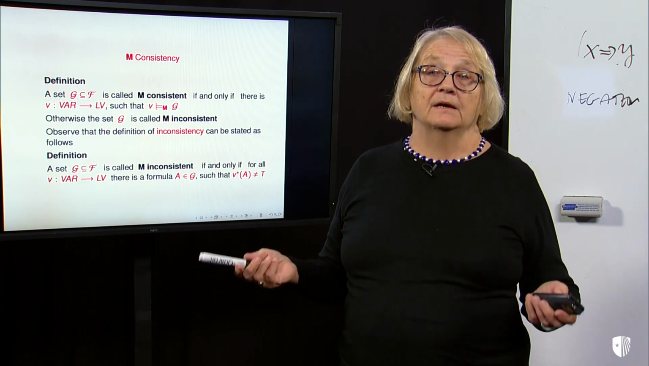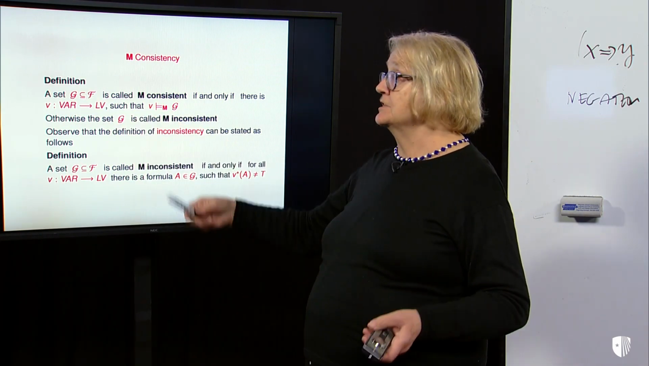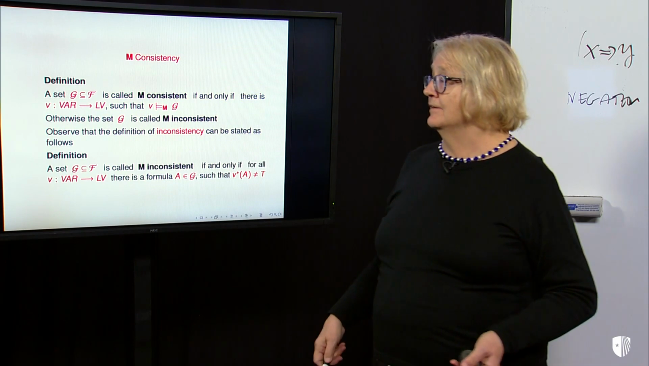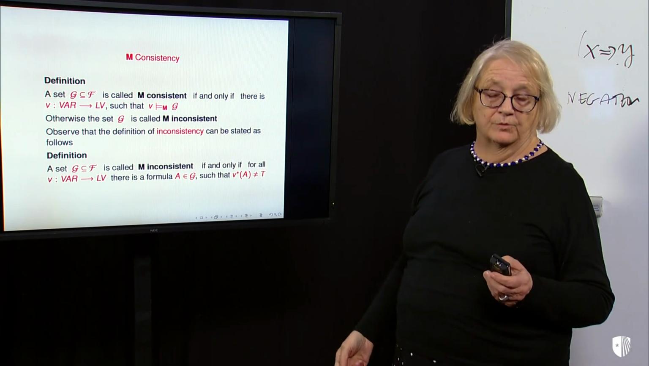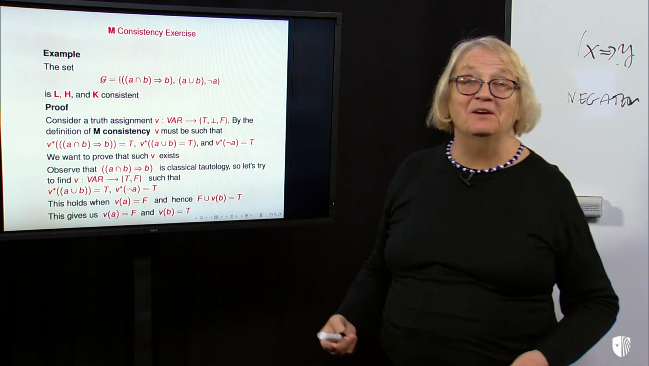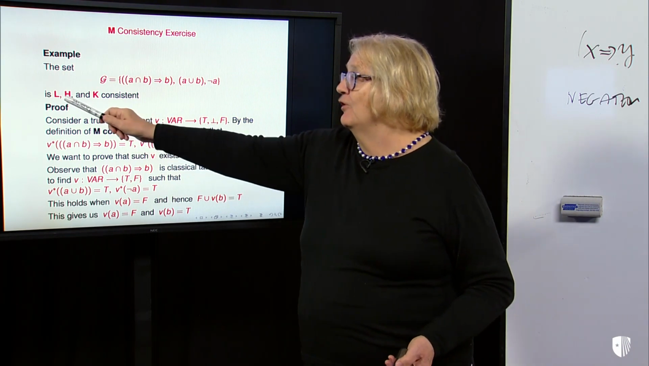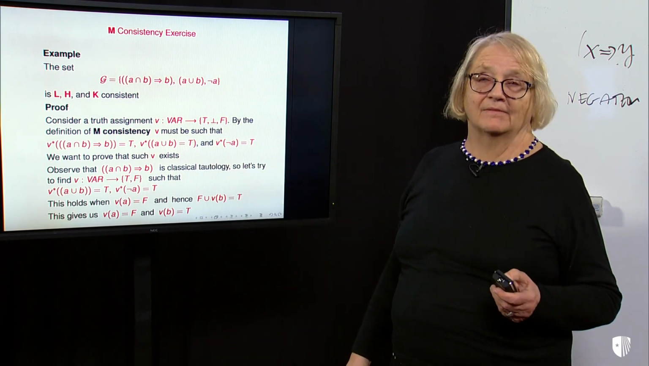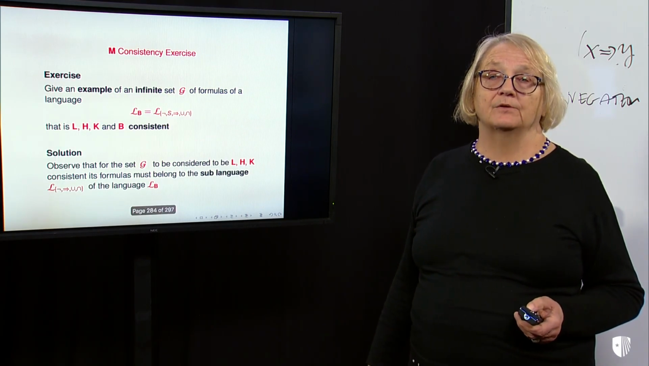The next thing is a set of formulas, and we say is it M consistent, exactly the same definition. If there is a truth assignment which is a model for all formulas of G. Here you have our set still the same. Prove that it is M consistent for L, H, and K. Is it? And you go exactly the same. Now you have a little bit more consideration because you have one more logical value.